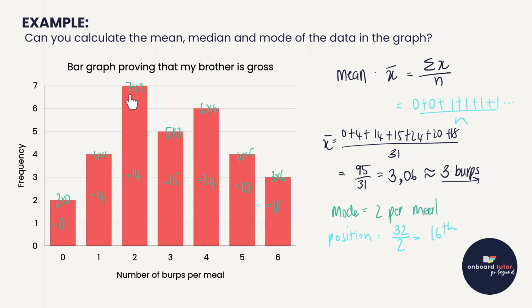And then if we plus another 7, that takes us to 13. So maybe what I should be doing is keeping track here of this cumulative frequency. So here we had 2 plus 4 is 6, plus 7 is 13, plus another 5 is 18. And we want the 16th position. So we're safe enough to say here in this bar, 3 burps is going to be the median. So the median, 3 burps per meal. And there we have it. A challenging question, but it is possible to do it if you try to understand the data behind the graph.